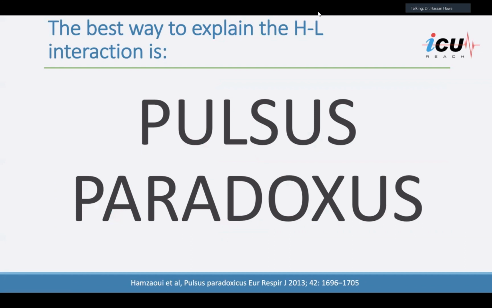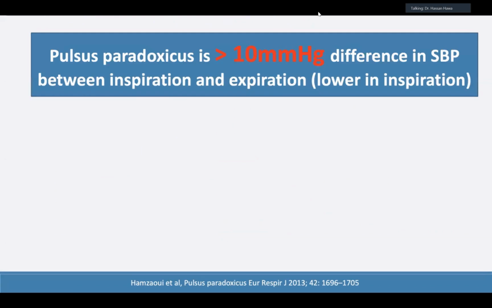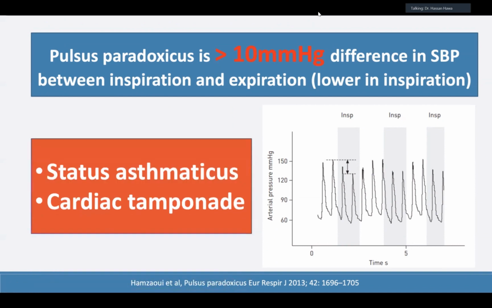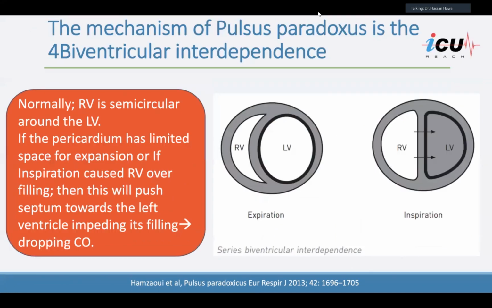As I said, the best way to explain the heart-lung interaction is really pulsus paradoxus. We know that pulsus paradoxus is a more than 10 mmHg difference in systolic blood pressure between inspiration and expiration, which, as we know, is lower in inspiration. Here we can see the same illustration: during inspiration, there's a drop in the systolic blood pressure. Examples of that, obviously, are status asthmaticus and cardiac tamponade.